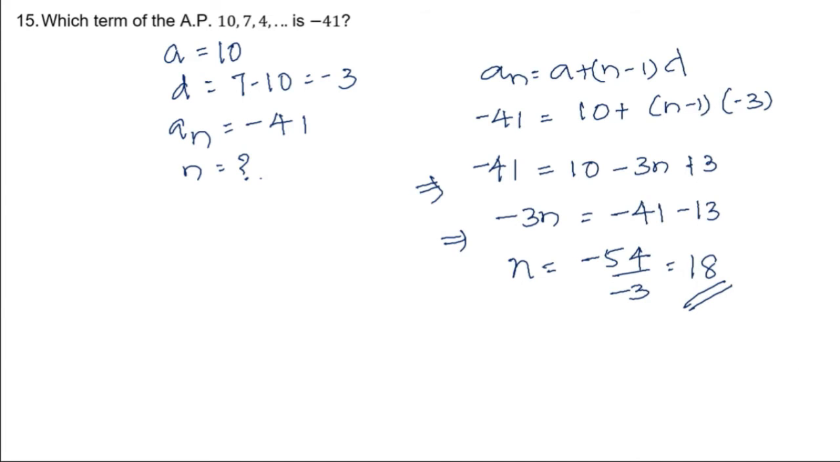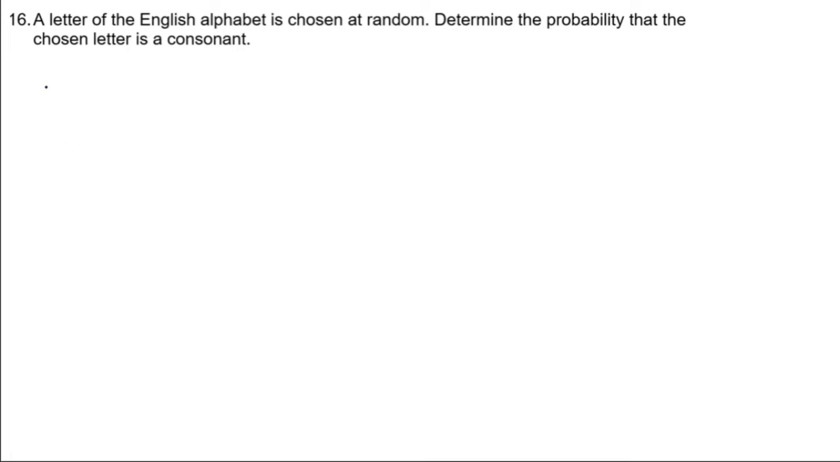Question number 16. A letter of the English alphabet is chosen at random. Determine the probability that the chosen letter is a consonant. We should know the meaning of a consonant and a vowel. A, E, I, O, U are the 5 vowels and the remaining letters are the consonants. So totally there will be 26 alphabets.